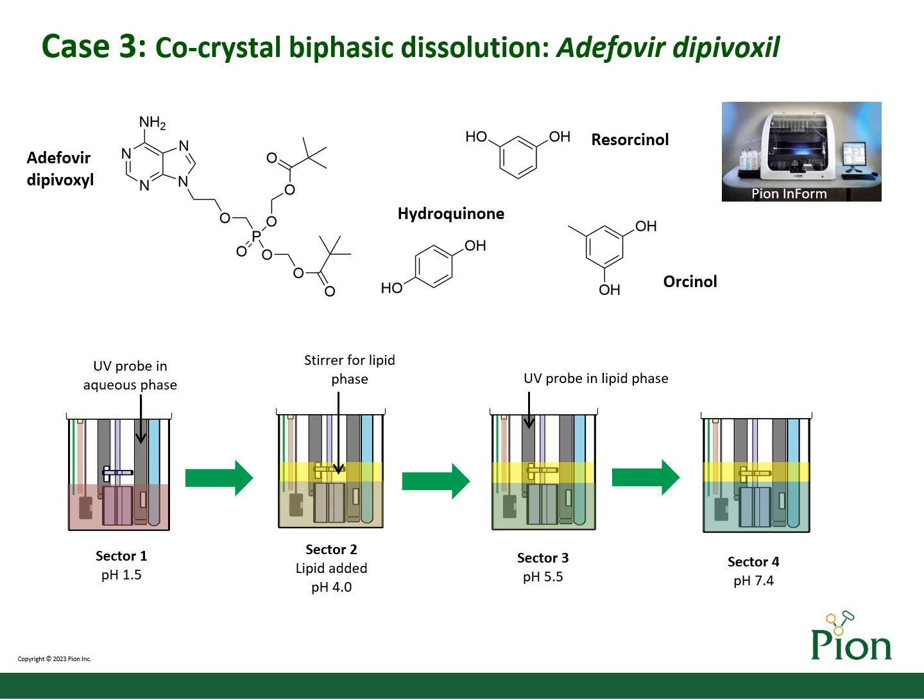The pH changed to 4 in the second sector, and it's after the adjustment of this pH when the lipid layer decanol is added. At the end of this sector, the pH changed again to 5.5 and then 7.4. 2 UV probes are used for the quantification of the drug in the aqueous and the lipid layer, and also both layers are stirred at the same time.